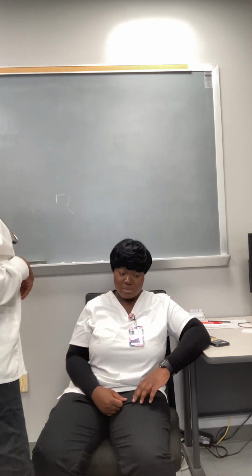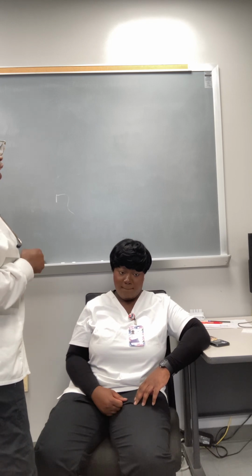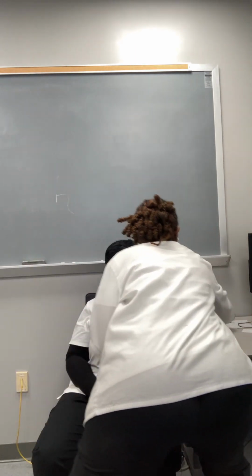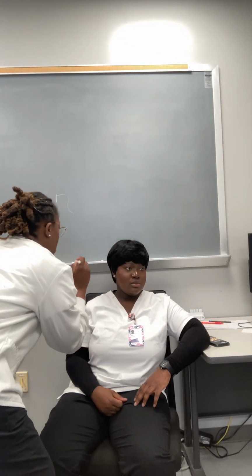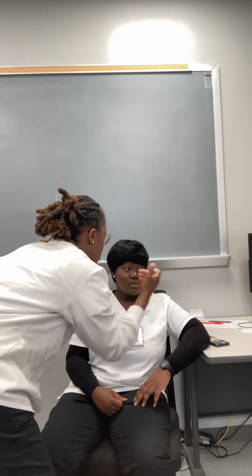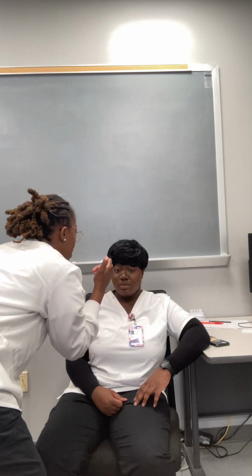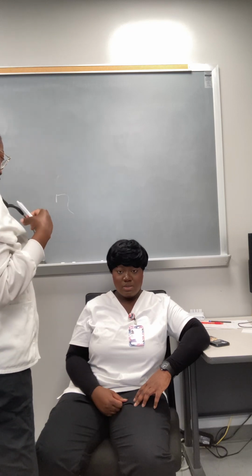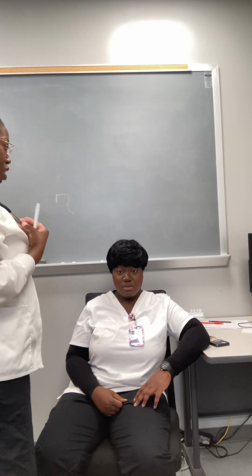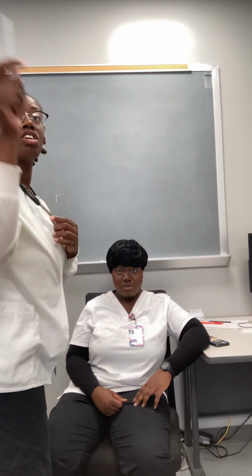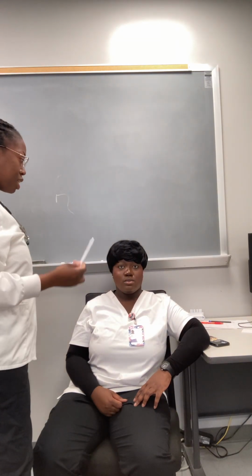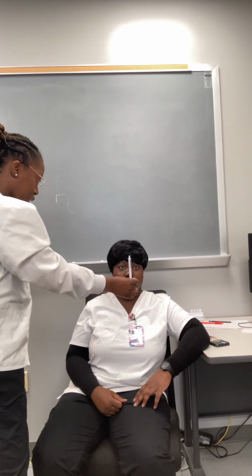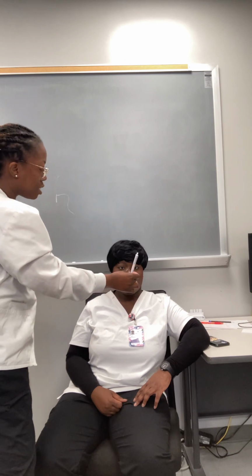I will also use a pen light to check her eyes, starting outward. Her pupils are equally round and reactive to light, and I'm going to see if they accommodate. I'm going to get you to look at that window, and then once I tell you, look at this pencil. Look at the pencil. All right, her eyes accommodate.